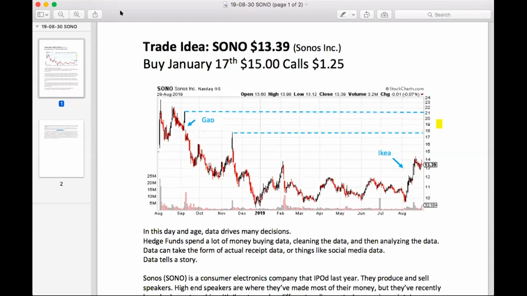So what I'd like to do is start with the idea, tell you the options trading idea I was recommending, give you the reason why, and then show you the tool that sort of verifies some of the thinking that's going on behind that idea.